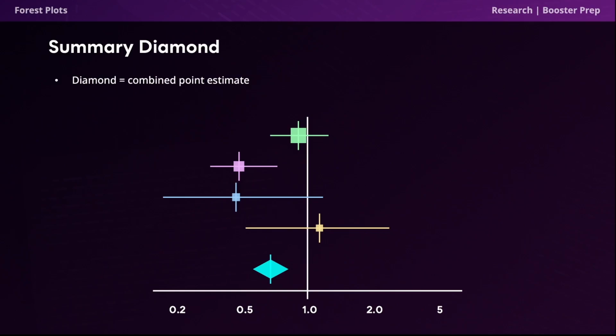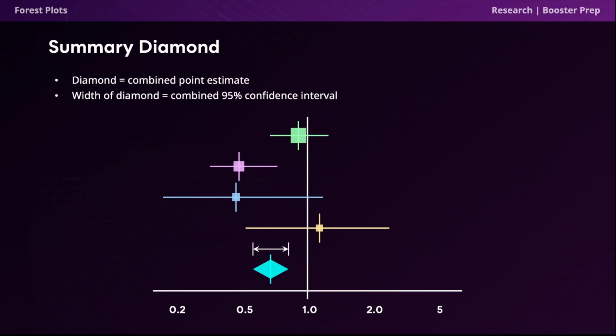If we drew a line through the center of the diamond, it would represent the combined point estimate of the overall effect. The width of the diamond corresponds to the 95% confidence interval around the overall effect estimate. Wider diamonds indicate greater uncertainty in the estimate, while narrower diamonds suggest more precise estimates. Forest plots allow researchers to quickly assess the consistency and magnitude of effects across multiple studies. This is what makes them so useful in systematic reviews and meta-analyses.